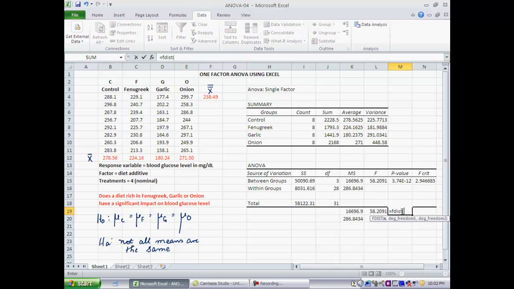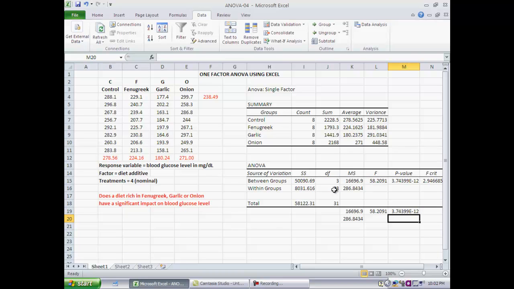Why? Because the ratio 16696 divided by 286, namely the 58 that we have, that number, that's an F ratio. So I use the F dist of 58.2. That's where I am on the x-axis for the F distribution. Degrees of freedom for the numerator is 3. Degrees of freedom for the denominator is 28, because that's how I got the 58, by dividing a numerator by a denominator. Do you see this is exactly the p-value over here?